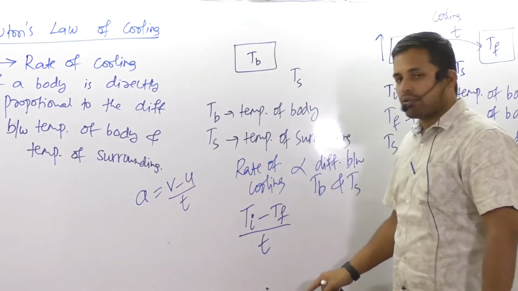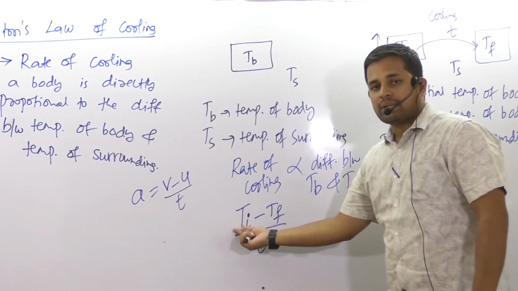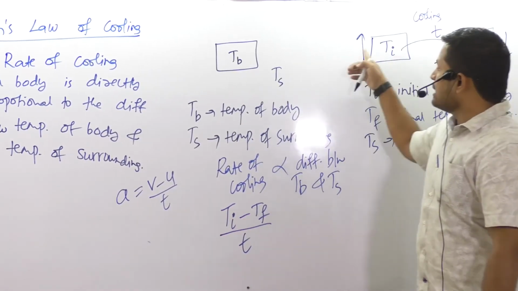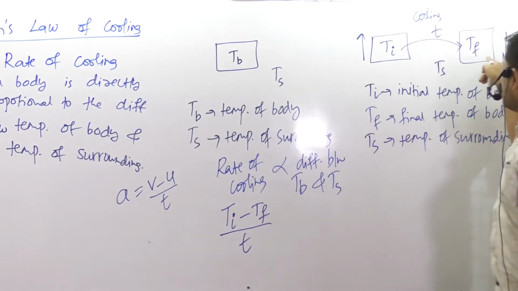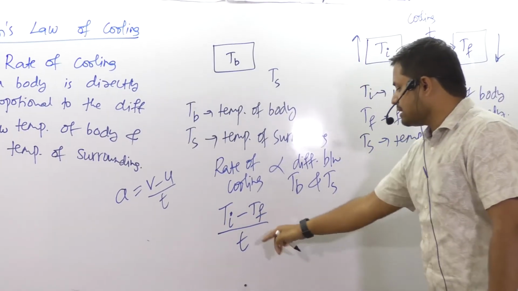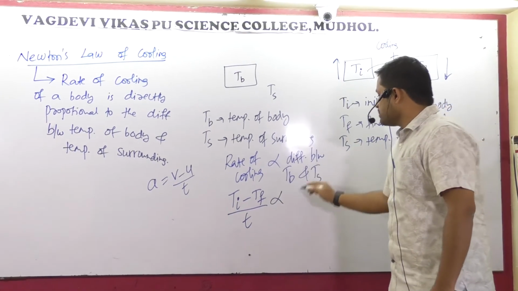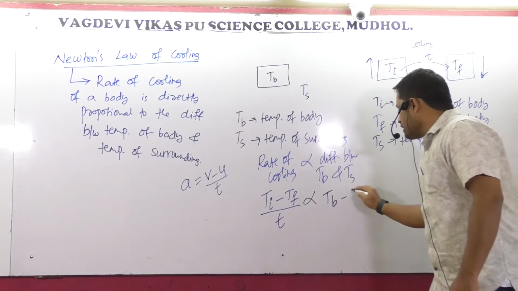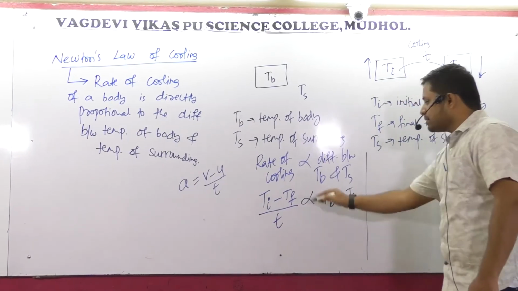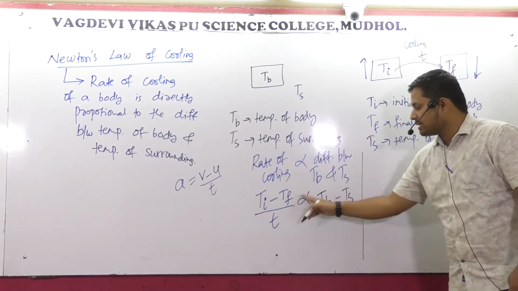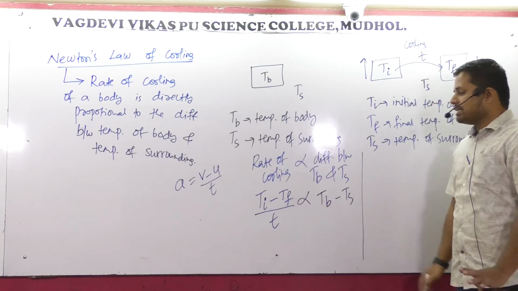Here also rate of cooling means initial temperature minus final temperature, because the initial temperature is higher and the final temperature is lower. That is why it is Ti minus Tf divided by t. So it is directly proportional to difference between temperature of the body and temperature of the surrounding. The formula is Ti minus Tf divided by T is directly proportional to Tb minus Ts.